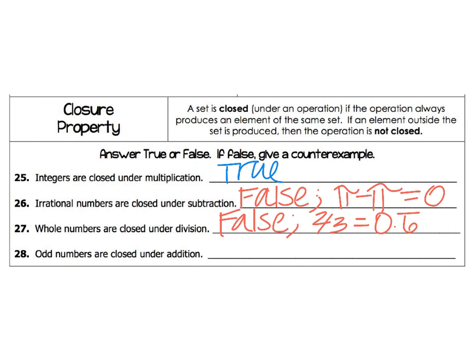And last but not least, odd numbers are closed under addition. All right, this is false as well because if we add 2 odd numbers together, say for example 3 plus 5, that equals an even number. So that is a false statement, and we provided a counterexample to prove it to be false. You could have come up with different counterexamples, and that's totally fine. These are just the counterexamples I came up with, all right? So there's not just one right answer when it comes to the counterexamples as long as it works.